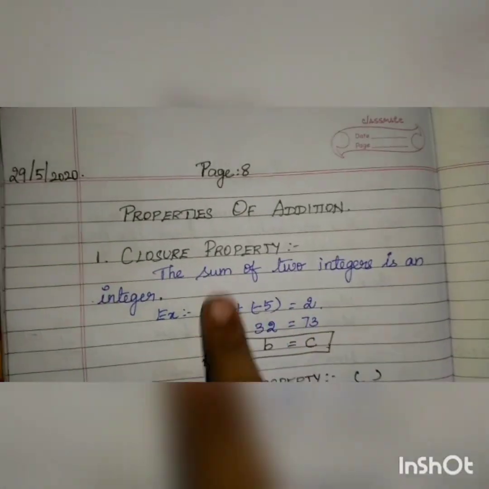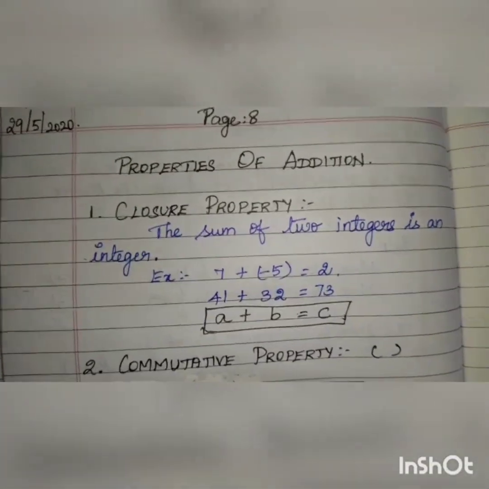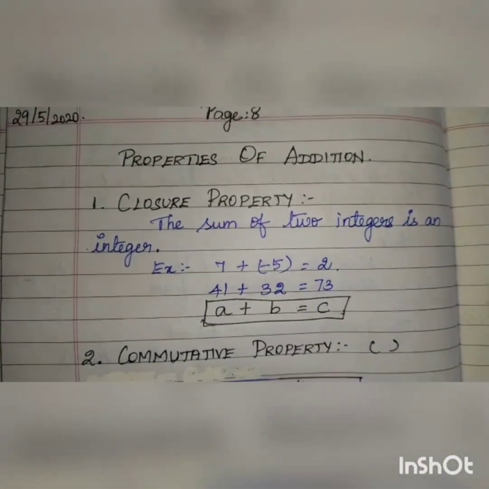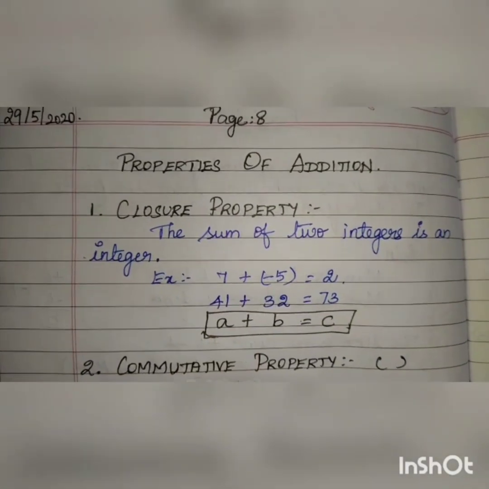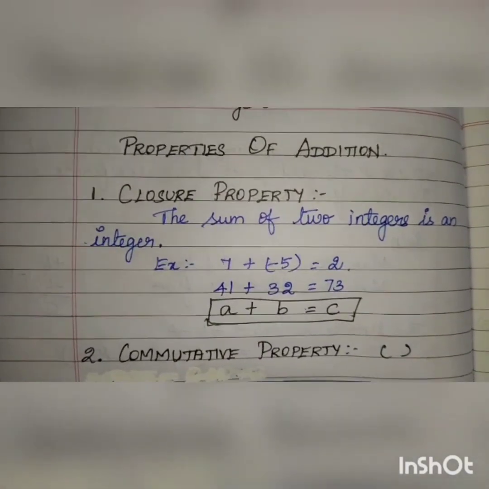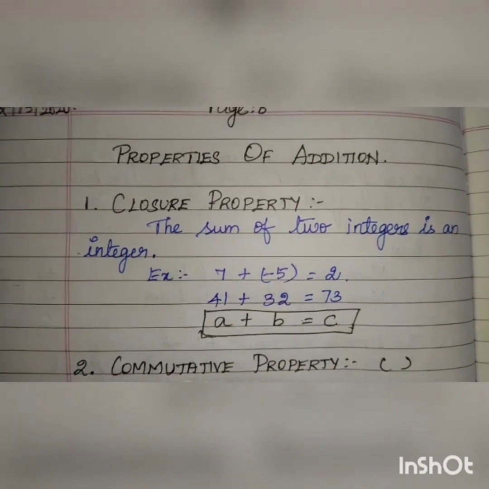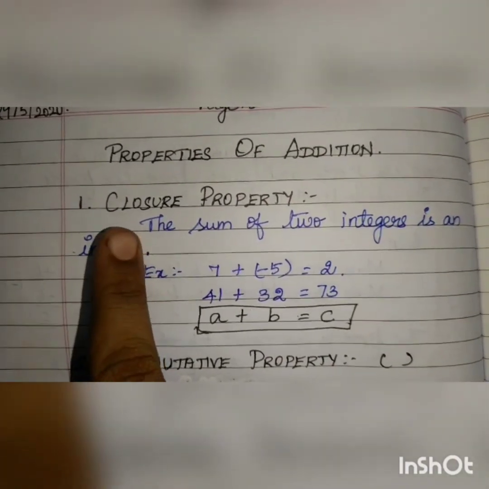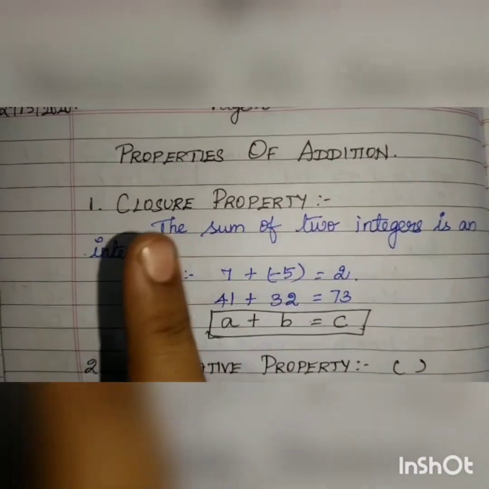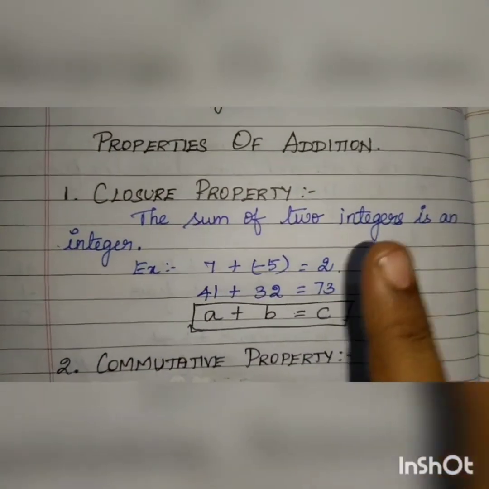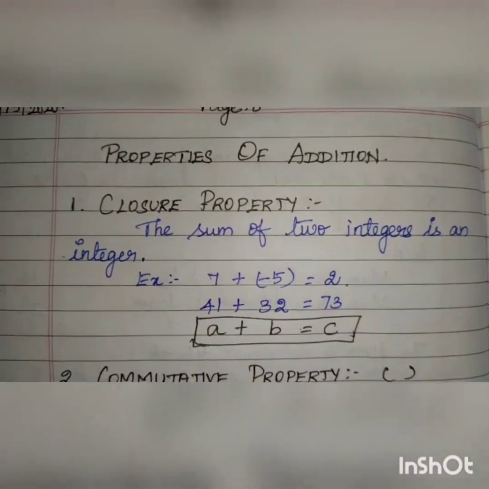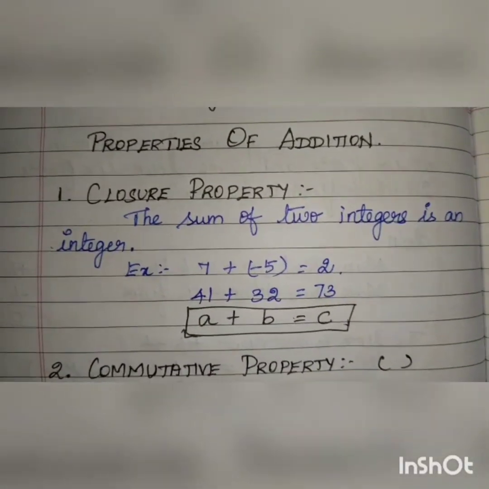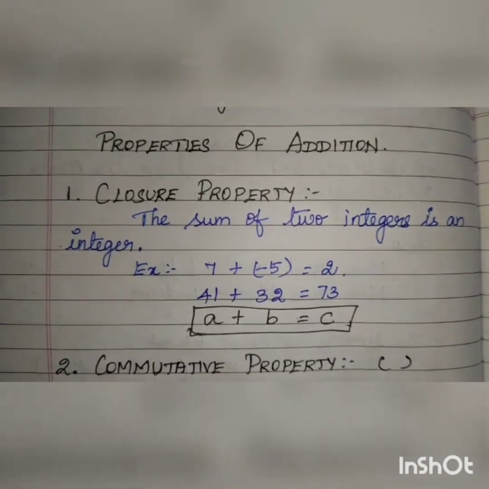This is page 8. In the same exercise 1.1 we are going to use properties of addition. The first property we are going to learn is the closure property. Closure property: the sum of two integers is an integer. The sum of any two integers is also an integer.